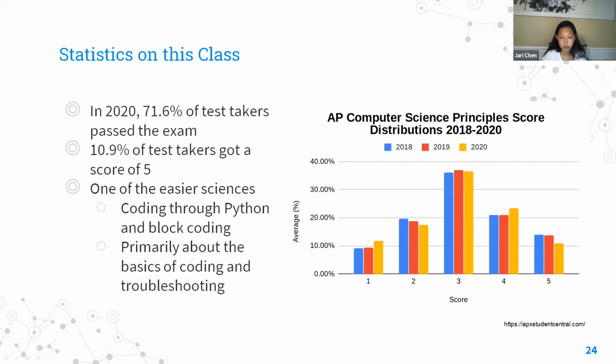So as you can see on the right, there's a score distribution over 3 years. So this graph is quite different from the previous psychology graph. Only around 10% or a little bit more of students get a 5, while most people get a score of 3. So even though this is an easier science, the scores show that you still have to be fairly proficient to get a good score.